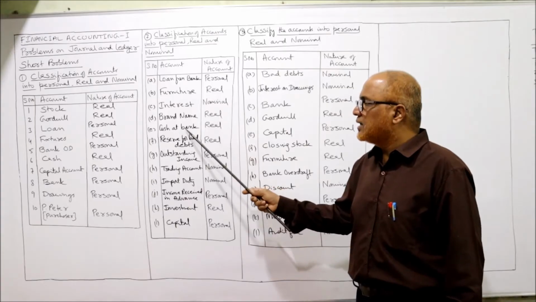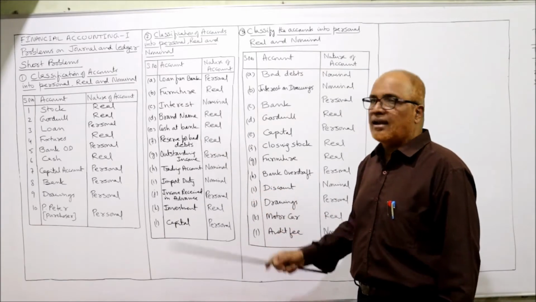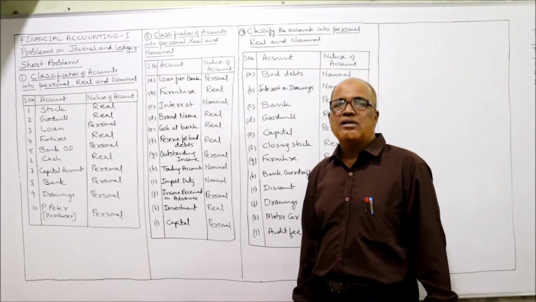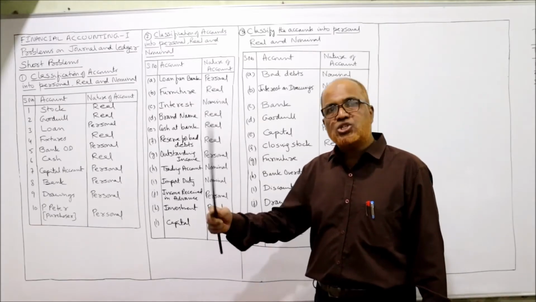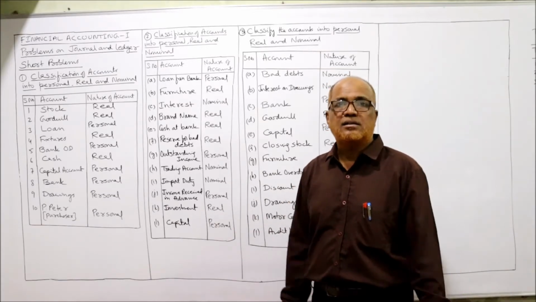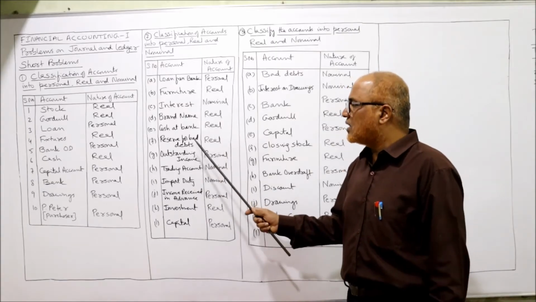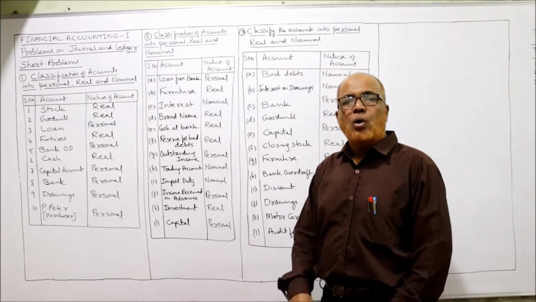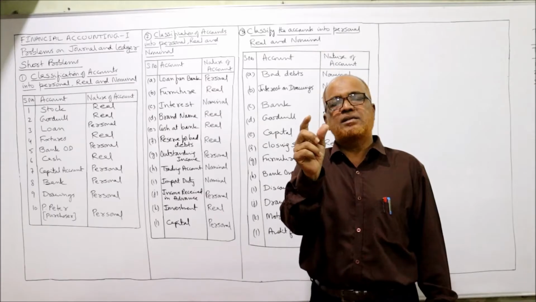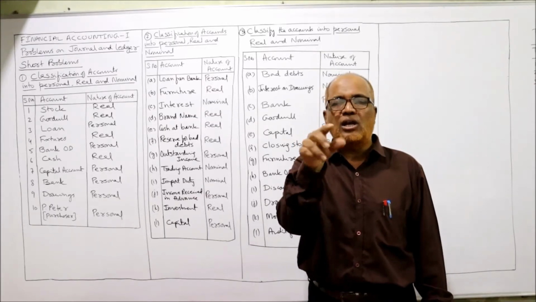So it's a real account. Cash at bank, that's a real account. If only bank account is given, it's personal. Cash at bank is an asset, so it's a real account. Reserve for bad debts, it's a real account. Only bad debts are given. See here, only bad debts are given, it's a loss.